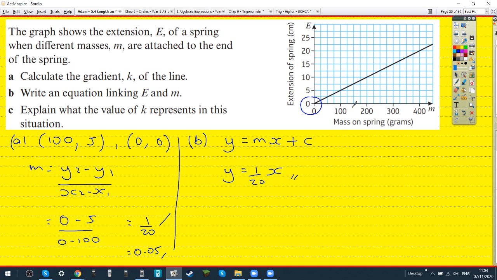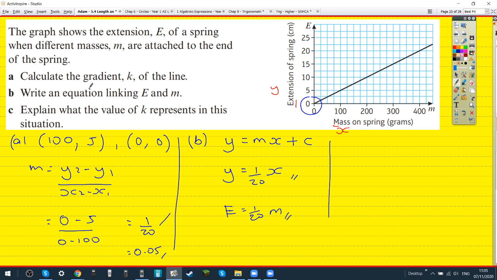Except in maths world, this is x, this is y. In this case, this is m, and the y is e. And so replace x with m, y with e. So it'd be E equals 1 over 20 m. It's a bit confusing that m is gradient and also mass in this case. But that's all they're talking about. It's the equation of the line, but using the real world letters for this situation.